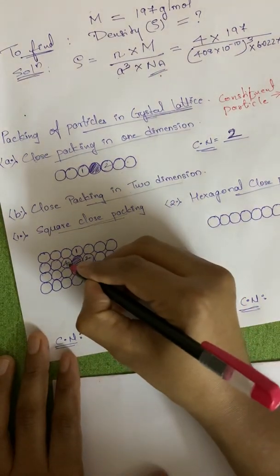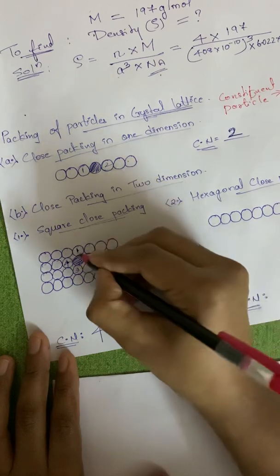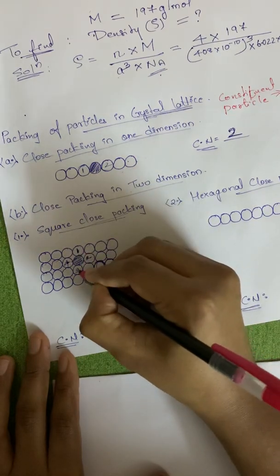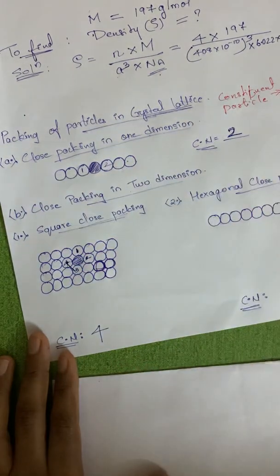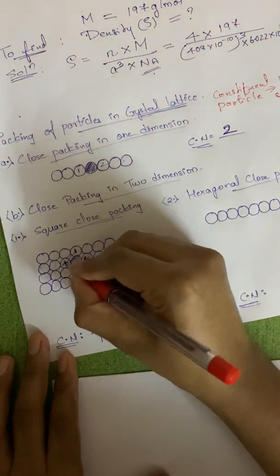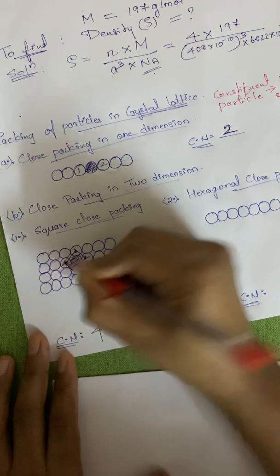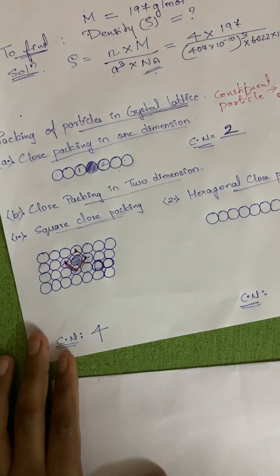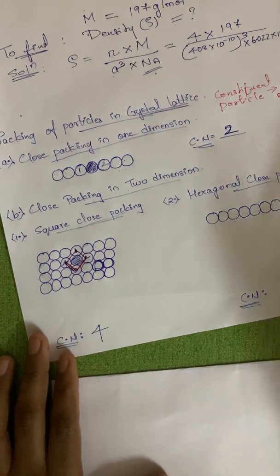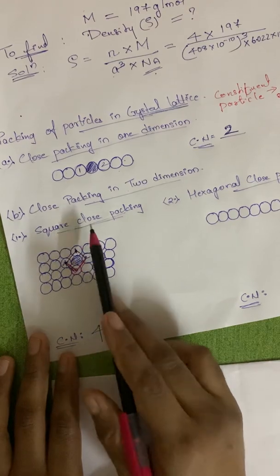Now if I just join the dots, I'll get a square. That's the reason it is said to be square close packing.